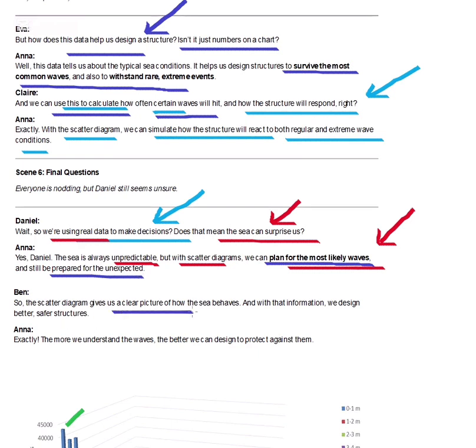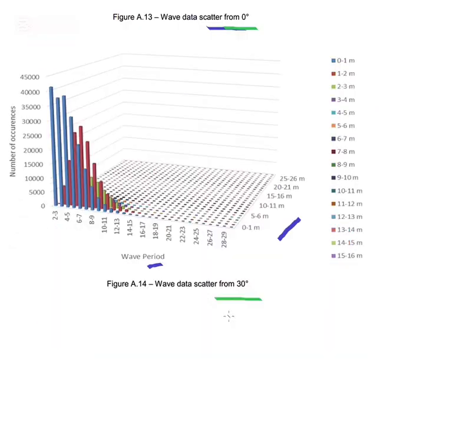So the scatter diagram gives us a clear picture of how the sea behaves, and with that information we design better, safer structures. Yeah, exactly. The more we understand the waves, the better we can design to protect the structures against them.